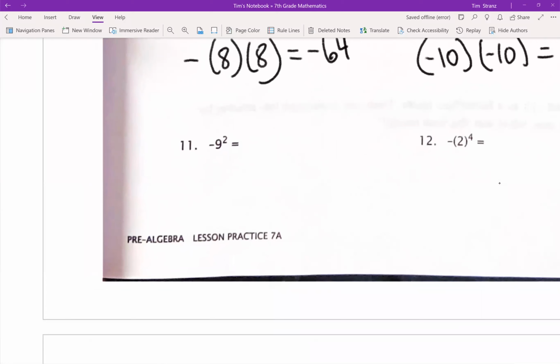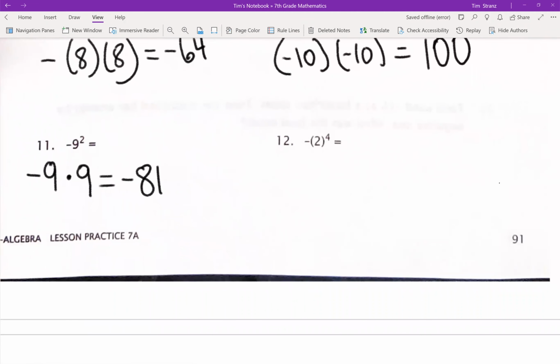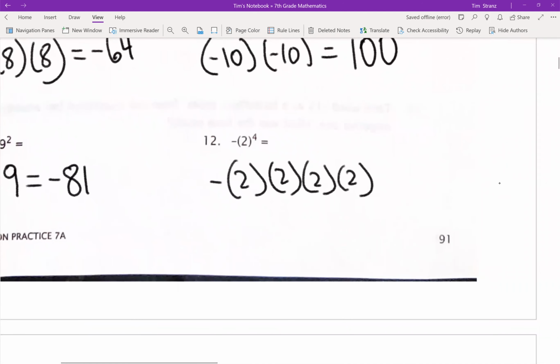Okay, number 11. Nothing is in parentheses this time. So again, like I said, the first one's only going to be negative. The second one's going to go back to positive, which is a -81. And then number 12, 2. So you got 2, 2, 2, 2, but you have that negative out there. Okay. So we got 2 times 2 is 4, 4 times 2 is 8, 8 times 2 is 16. But we're going to have that negative out there, which means it's a -16.